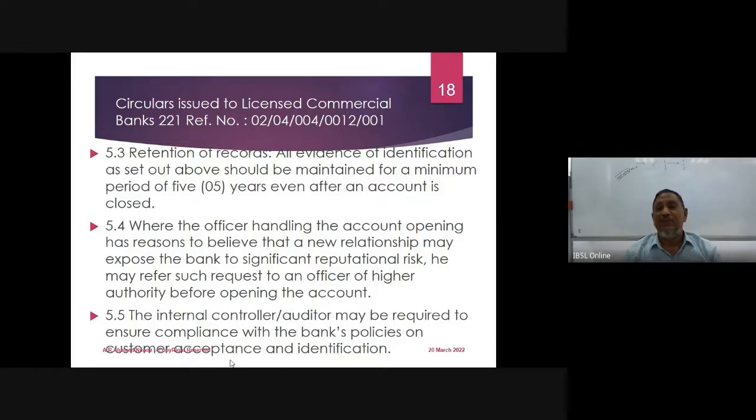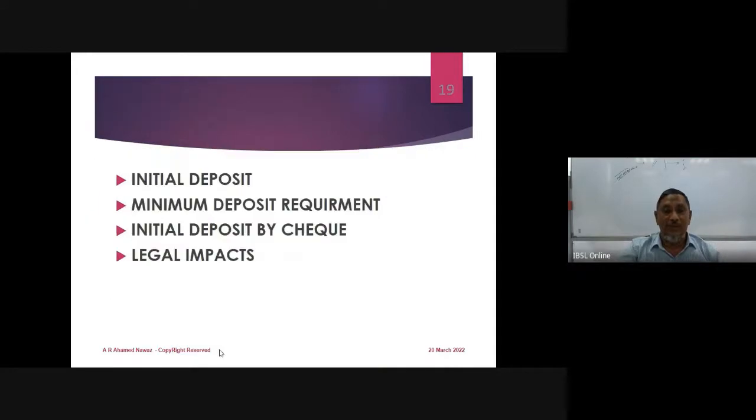Because what does check return mean? Financial indiscipline. He is not maintaining his accounts with financial discipline. So indisciplined customers we should not entertain for opening accounts. It's a reputational risk for our bank also. We should not open immediately because bank managers' delegated authority has been withdrawn for such customers. It has to be reported to a higher officer. The internal control auditor may check to ensure compliance with the bank's policies on customer acceptance and identification. So comply with the bank policies.